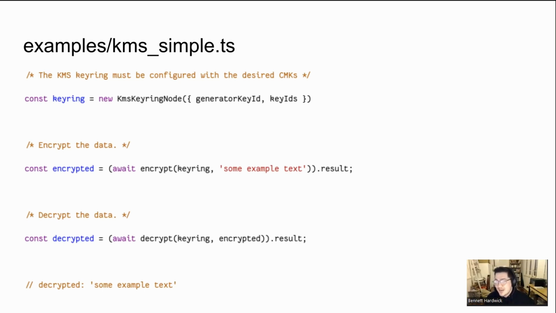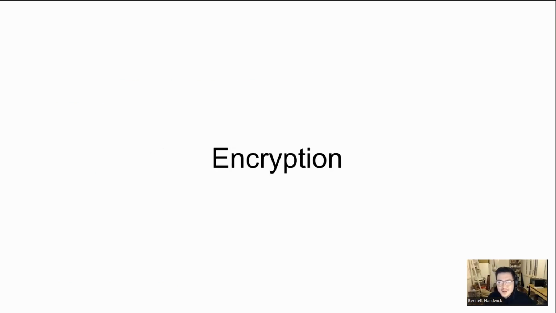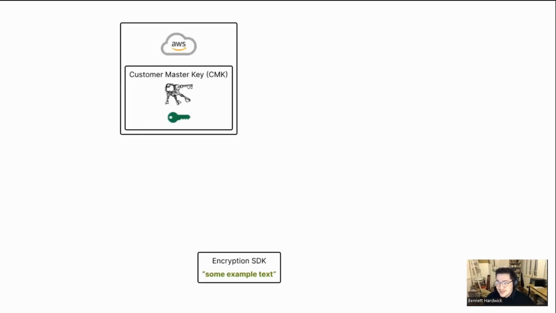So to dive a little bit more into what's actually happening under the hood here, I suppose we'll go into the next chapter, which is the life of a plain text. So let's talk about that encryption part that's happening in the example. When I call the encryption method on the AWS encryption SDK, I'm not sure you can see my mouse showing up here. Probably not. You can? Yeah. Sweet. So the AWS encryption SDK tries to send a message to the AWS cloud.